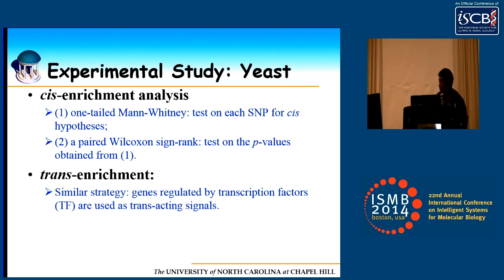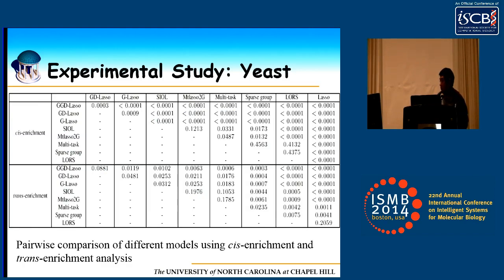This table reports the results of cis and trans enrichment. Each value in the table is a p-value, which is used to evaluate to what extent the method in the first column outperforms the method in the first row. The smaller the value is, the more significantly the first column method outperforms the first row method. And we see that the order in the table is consistent with what we observed in the simulation study.